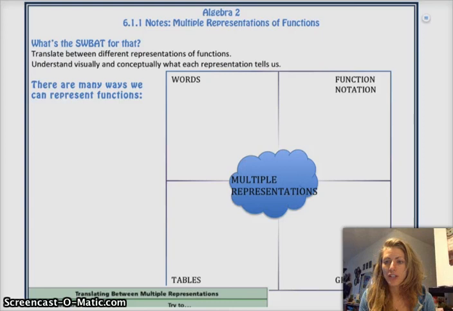We also have function notation. We also have tables. We also have graphs. And so you can basically take any scenario and represent it in any way.